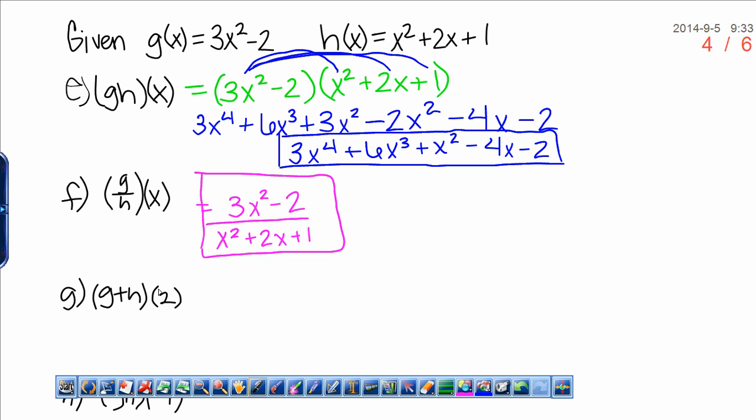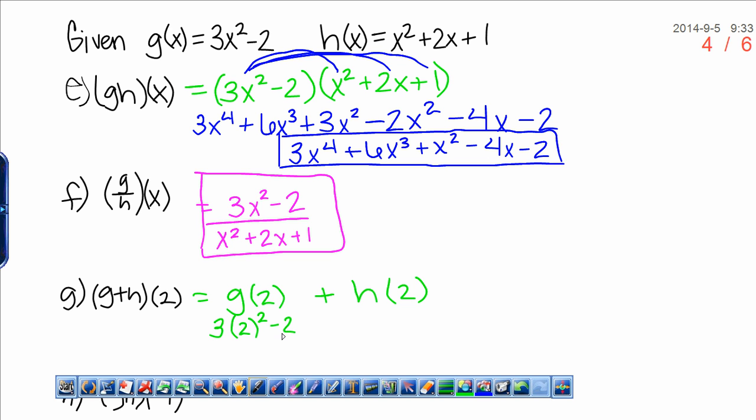But are there going to be any x's in your final answer on part G? No. We are actually evaluating and getting a number. Okay? So, to me, I think of it as G of 2 plus H of 2. You can do G plus H of x and then plug in 2. It's up to you. So I'm going to do G of 2 plus H of 2. All right, so let's find G of 2. 3 times 2 squared minus 2. What's that going to give me?